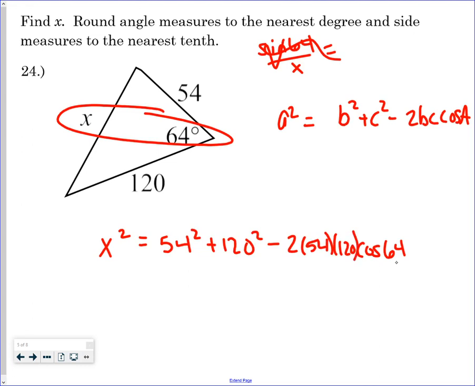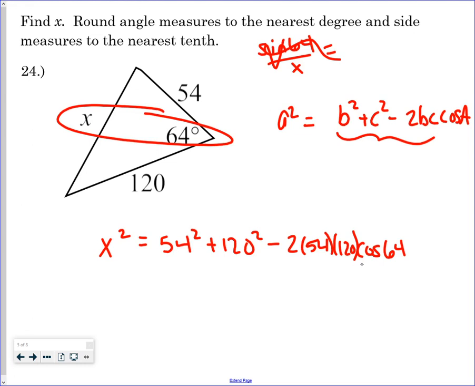The only two pieces that have to go in a certain place are these two. The side squared is alone, just like with the hypotenuse of the Pythagorean Theorem. Same thing, it's alone. And then the angle across from it is the one we take the cosine of at the end. The other two pieces, you just fill in the middle. I could have put the 54 here and the 120 here, or vice versa. It doesn't matter. And then minus 2, 54, 120.